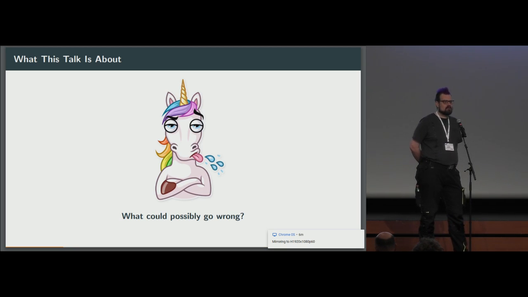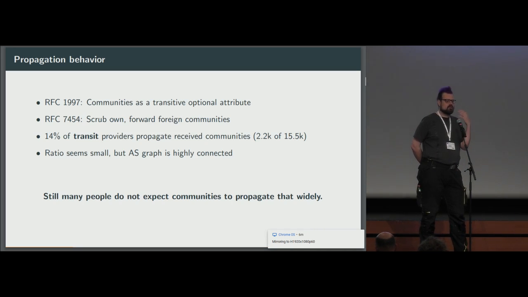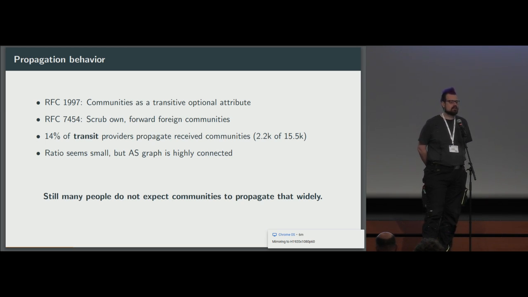And we found out several things can go wrong. The first thing we noticed is, when we looked at how communities propagate, people seem not to expect them to propagate widely through the internet. Although we have two RFCs defining how communities should propagate. RFC 1997 states communities are a transitive optional attribute, so they should be forwarded to your peers. And RFC 7454 says you should scrub communities you are using inside your network, so you cannot be manipulated from outside, but forward foreign communities by other ASs. So it should be expected that they are actually propagating through the internet.